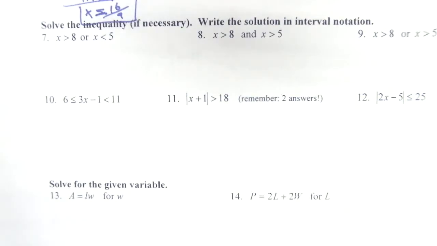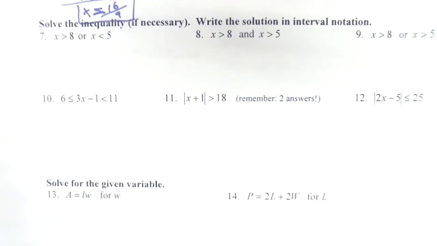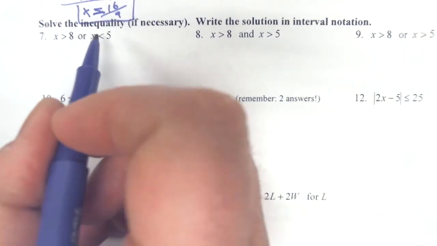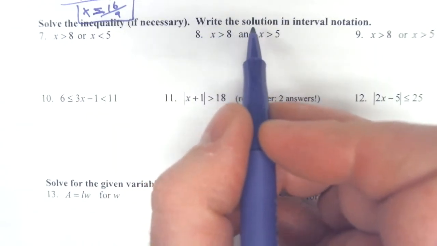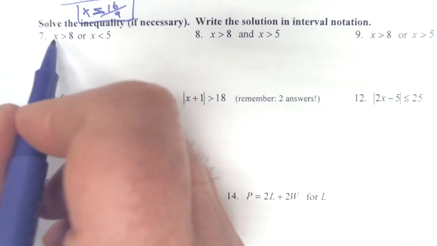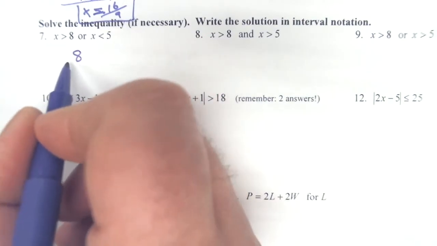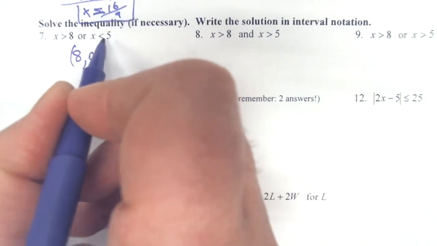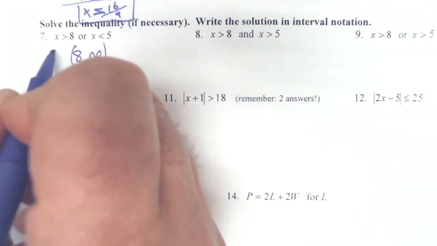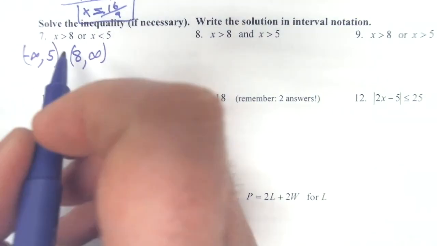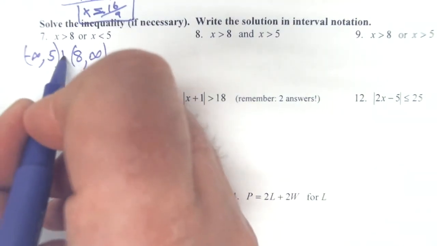Alright, we are on the second video of the first page of Semester 1 Final Exam Review. And here we are going to write the solution in interval notation. So I'm going to do each part of this. X greater than 8 would be parenthesis 8 to infinity. X less than 5 would be from negative infinity to 5. Since the two are separate groups, we would union them.